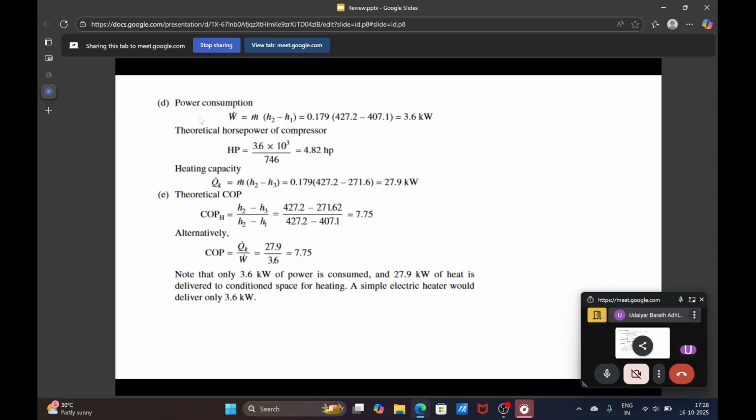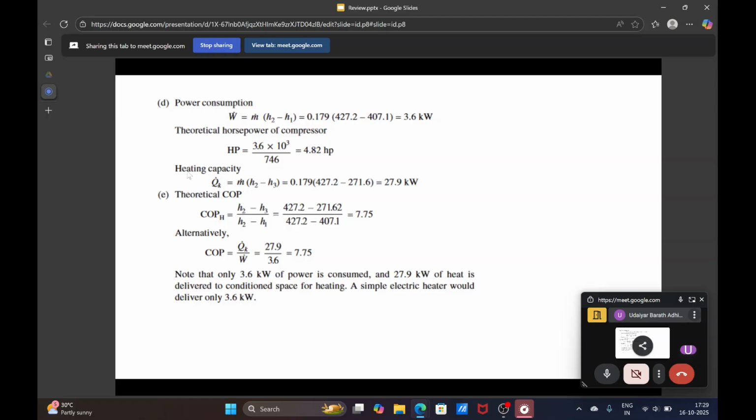Next is the power consumption. Power consumption is nothing but your work done. So it is mass into change in enthalpy, because Q is 0 and neglecting kinetic and potential energy, that's what you get, m dot into H2 minus H1. m dot we have found out, which is 0.179, and substituting the enthalpy values for H2 minus H1, we get work done to be 3.6 kilowatts.